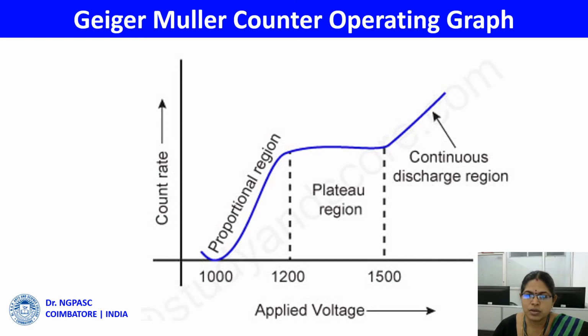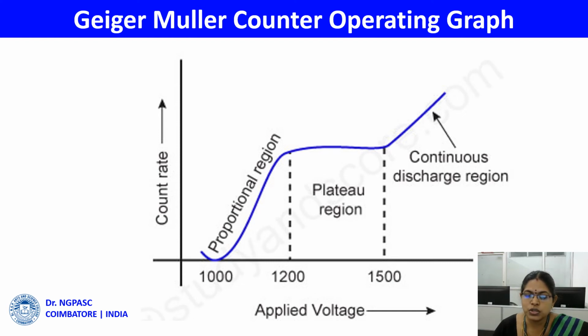From this operating graph, we can conclude that the plateau region is the important region used for GM counter operation, up to which only we can use. After this, the tube may get damaged. So proper use of the GM counter is very important. That is, appropriate voltage usage is essential.